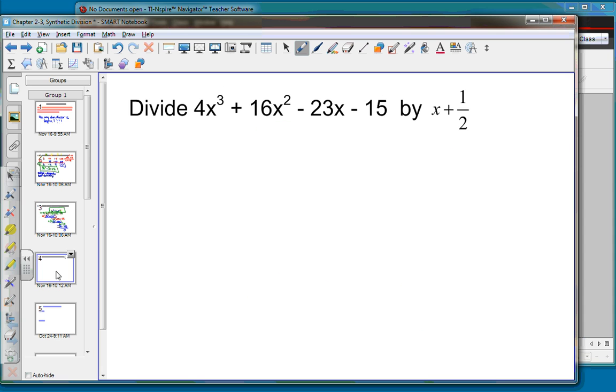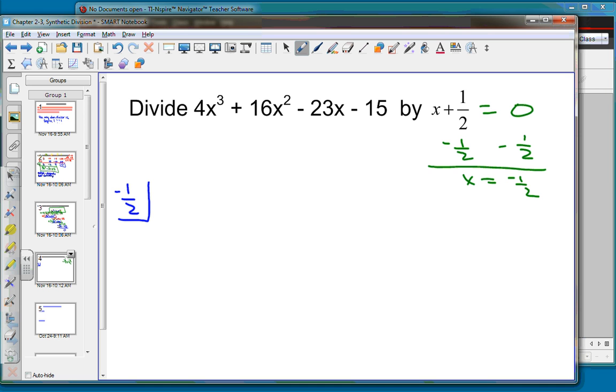Okay, so let's do this all over again, shall we? We shall. Step 1, what do we do? I take that x plus 1/2 and I set it equal to 0, and I solve it. Where does that negative 1/2 go? In the half box.